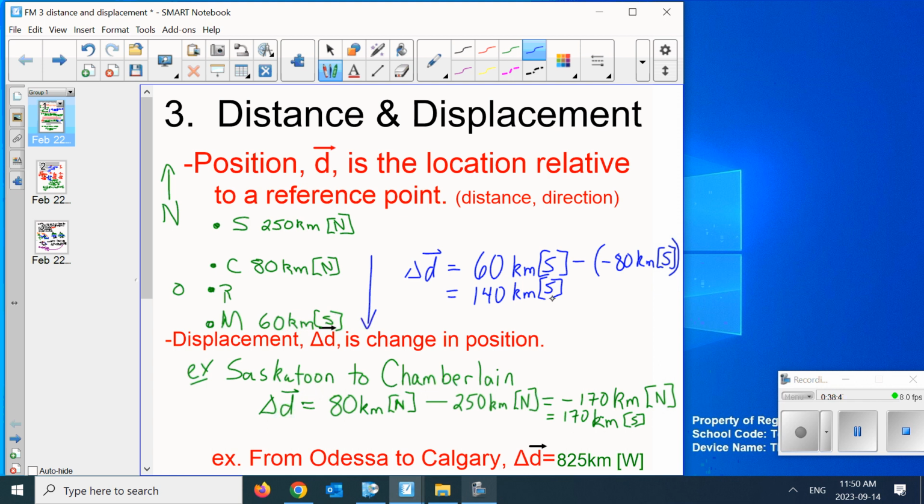You go from Chamberlain to Milestone. Follow me on this? Here's Regina, in between Chamberlain and Milestone, south. This is kind of a map. So if you go through this, you've traveled the 80 kilometers to Regina and 60 kilometers to Milestone. That's where I get the 140, not 20. That's why I took the negative south.